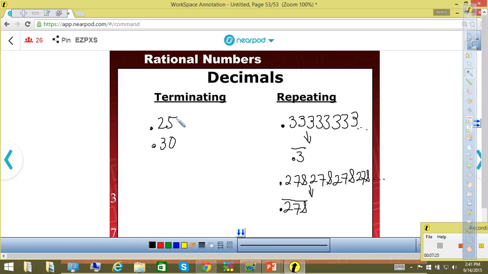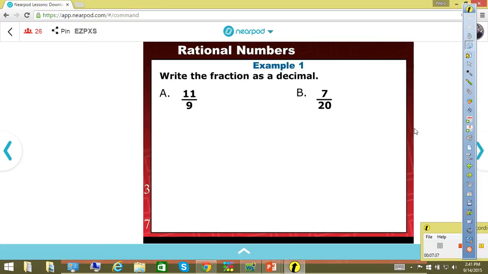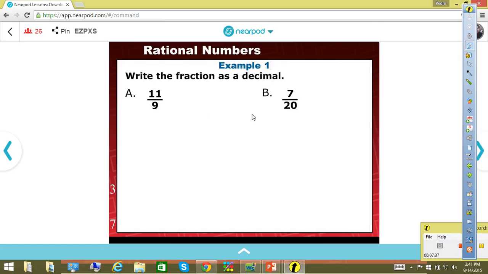So once again, terminating, they stop. Repeating, they continue. Okay? So with that said, example number 1. Copy these 2, and then we're going to do this one together. It says, write the fraction as a decimal. A, 11/9, B, 7/20. Copy that, and I'll go over these.